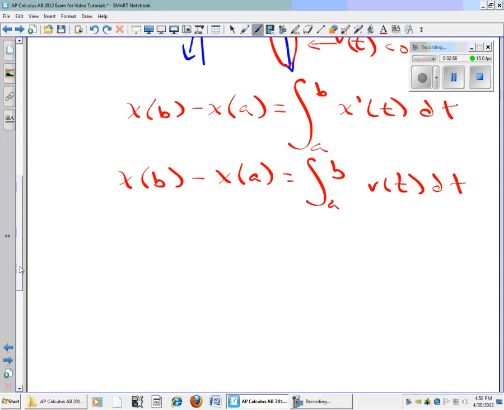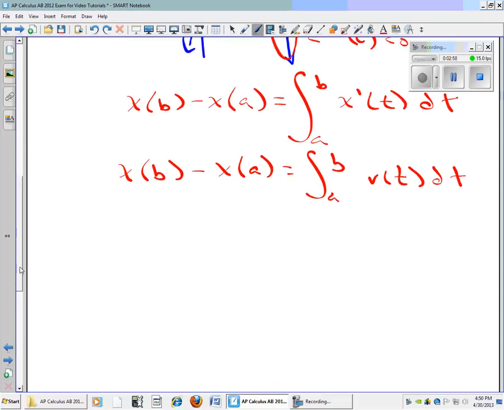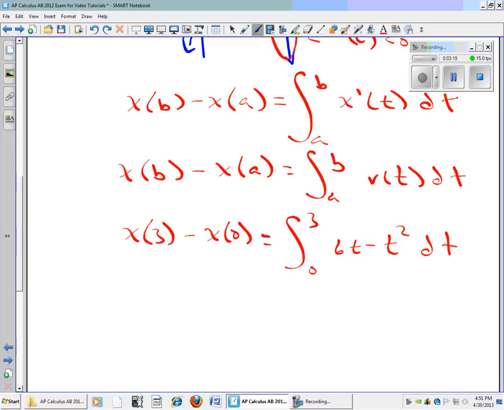Now we're given the limits of integration. So this will be from 0 to 3. We're given the velocity function, 6t minus t squared. And that means we'll have the position at time t equals 3 minus the position at time t equals 0 as being equal to that integral from 0 to 3 of 6t minus t squared. Okay, let's go ahead and solve.